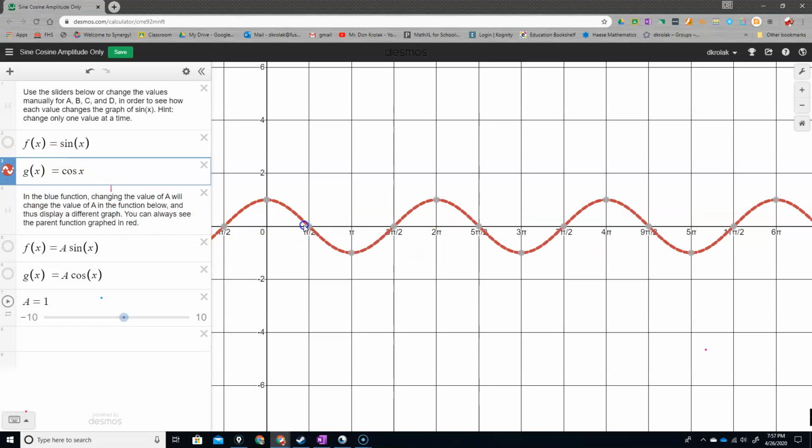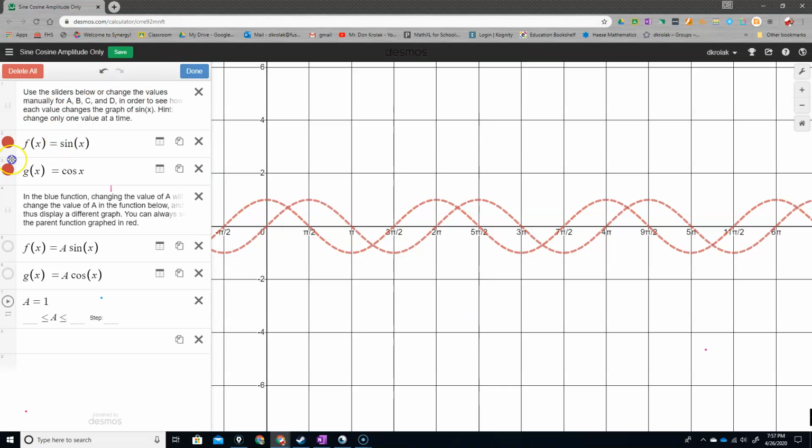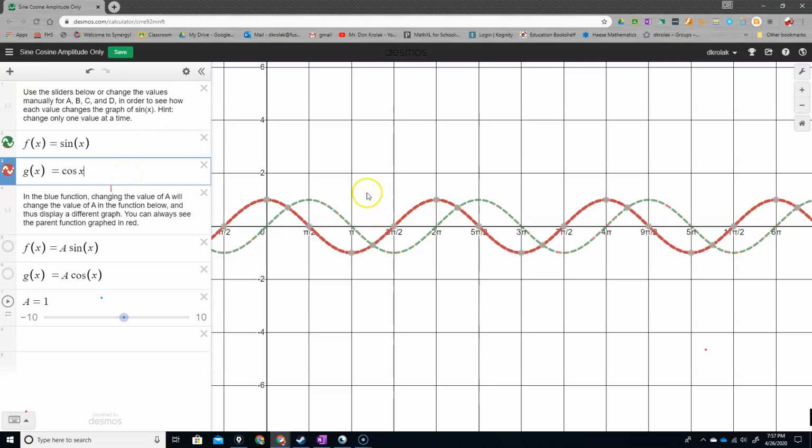There's our cosine graph. See our x-intercepts? So if I graph both of these at the same time, let's change the color on this so we can see the difference. We'll change the sine to green. All right. So the maximum here occurred where an x-intercept occurred here. The minimum occurred where the other x-intercept occurred. And it just alternates. A max is where this x-intercept happened.